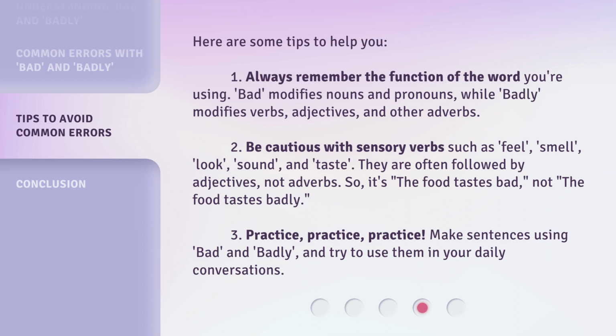2. Be cautious with sensory verbs such as feel, smell, look, sound, and taste. They are often followed by adjectives, not adverbs. So, it's the food tastes bad, not the food tastes badly. 3. Practice, practice, practice. Make sentences using bad and badly, and try to use them in your daily conversations.